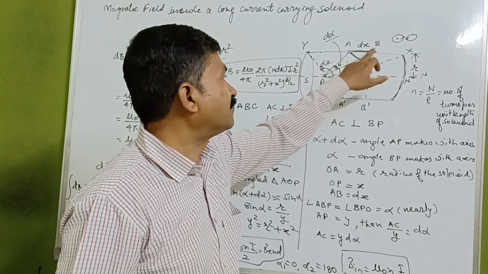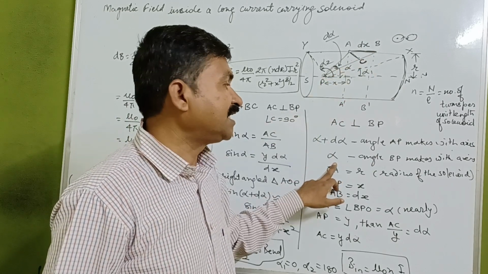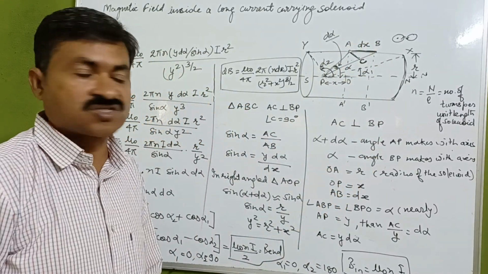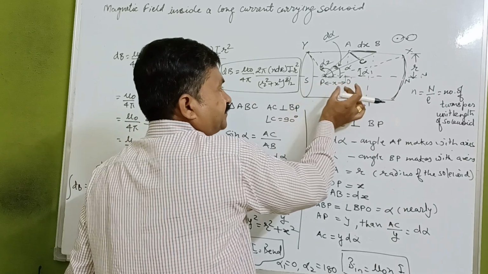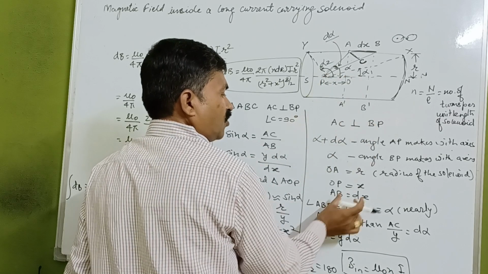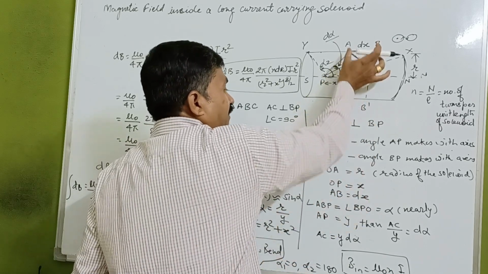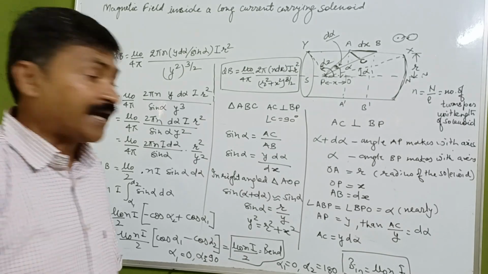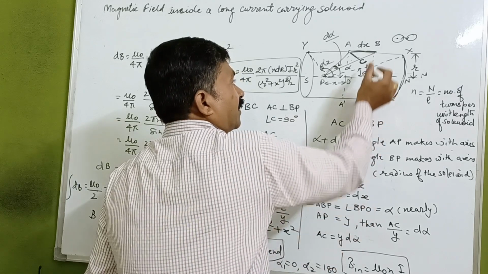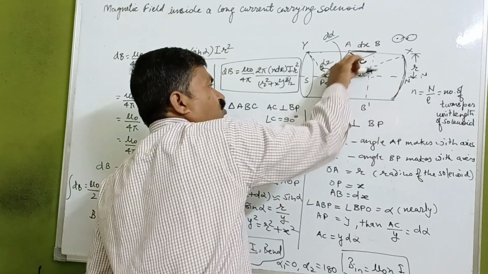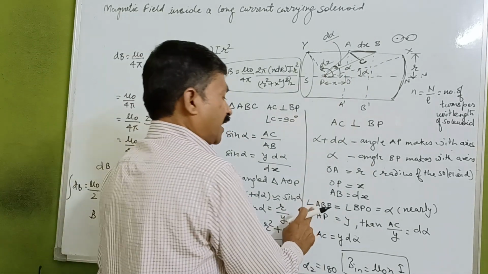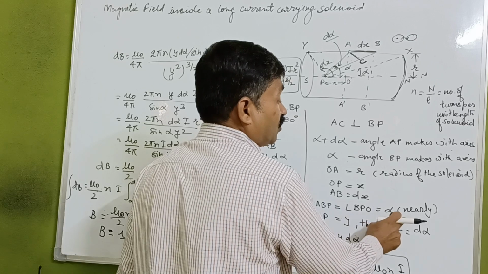Similarly, the angle BP makes with the axis is alpha. Now we are taking OA, that is the radius of the solenoid. Similarly OP, which is x, and AB which is dx. Now angle ABP is equal to angle BPO, because these are two parallel lines and these are alternate interior angles. So angle ABP is equal to angle BPO, which is equal to alpha.